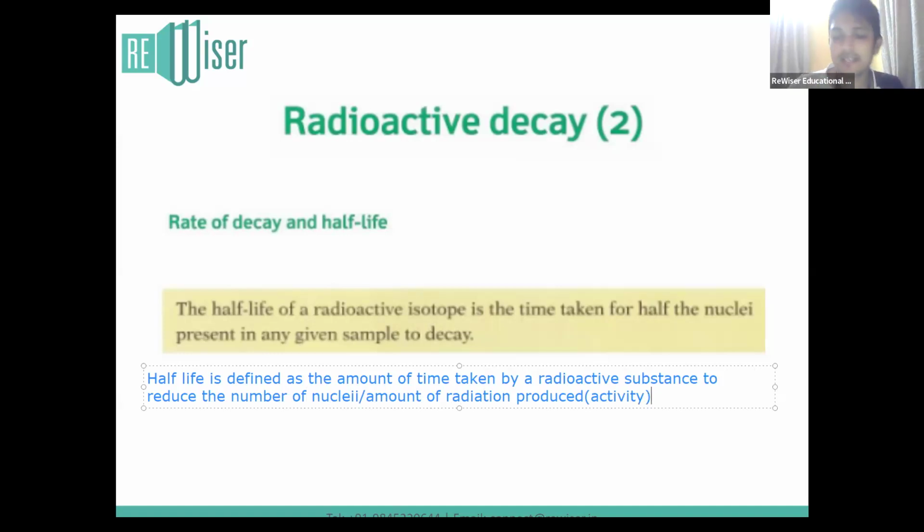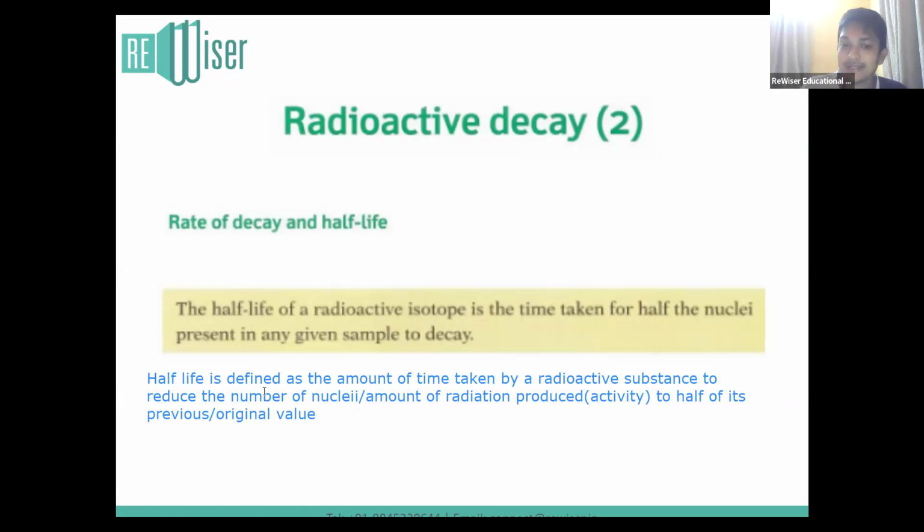Activity is just the amount of radiation or radioactive emissions given out, or the number of disintegrations per second occurring for a radioactive substance. So half-life can be the amount of time taken by a radioactive substance to reduce either the number of nuclei or the amount of radiation produced to half of its previous or original value.